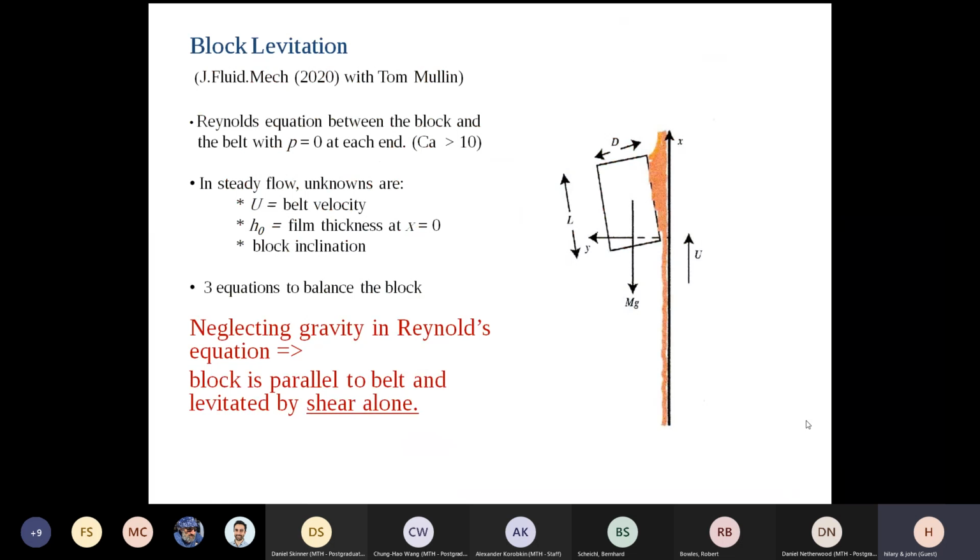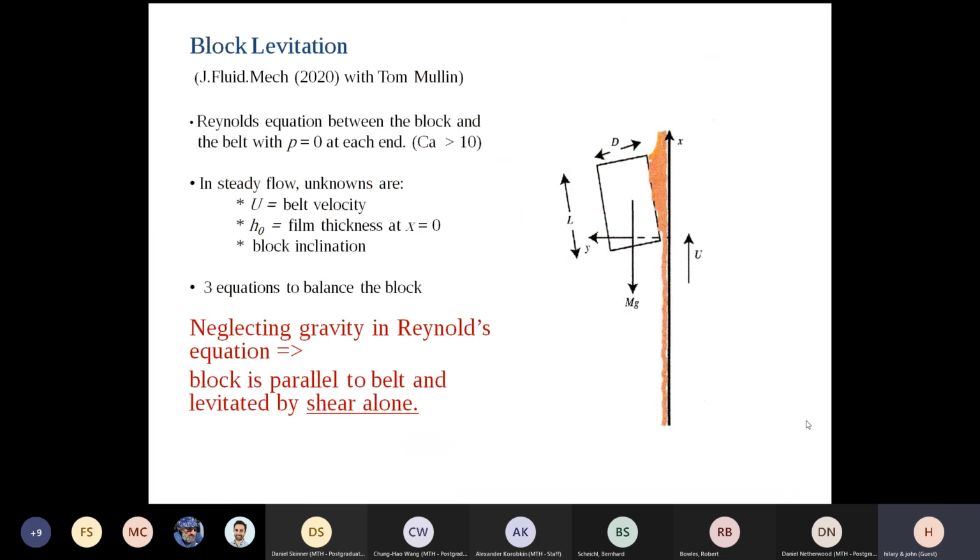Tom was considering gravity was not at all important in the lubrication region. It becomes important lower down on the belt. And when you think about it, if you neglect gravity in the Reynolds equation, the only way that the block cannot rotate is to have near zero shear on it, and so the pressure isn't the dominant force on the block. You don't want to have some sort of torque exerted on this block. So it's quite unlike a normal lubrication flow.